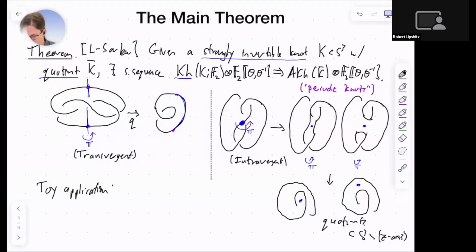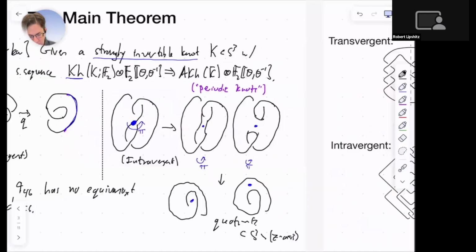I'll explain it more later, but the toy application I'm going to give for the theorem is that a particular knot, 9_46, has no equivariant slice disk. I'll say a little more about that in a couple of slides. Studying surfaces with boundary these strongly invertible knots has been an interesting topic recently, and this theorem has something to say about it. Again, a reminder that if you want to go backwards in the slides, the PDF of approximately what I'm writing is available online.